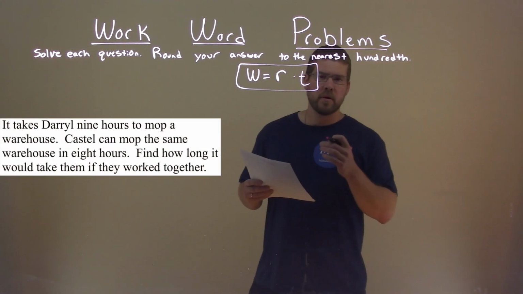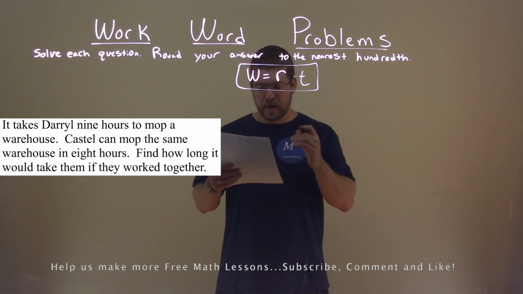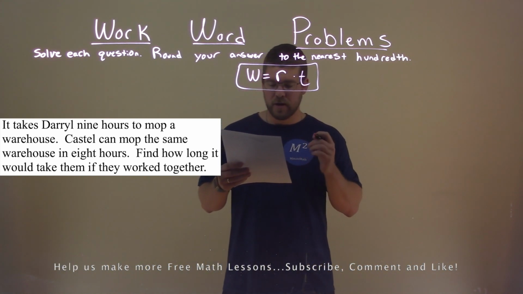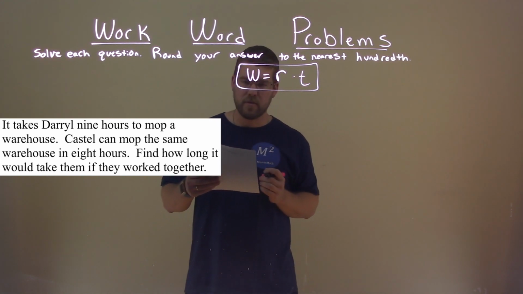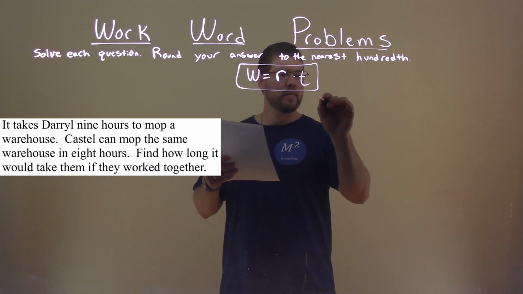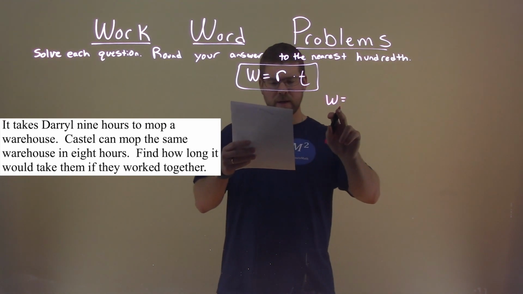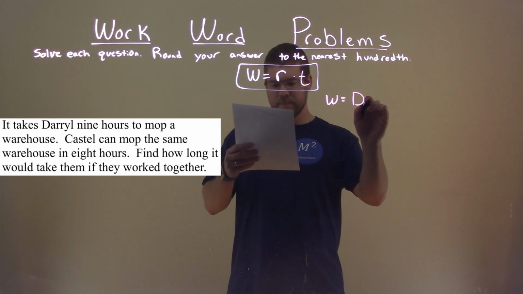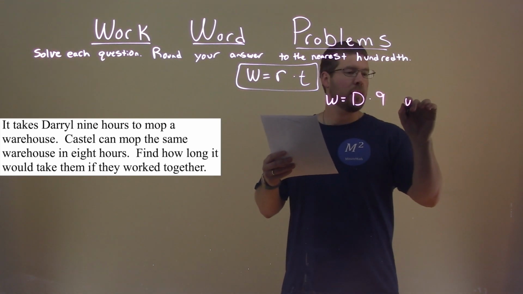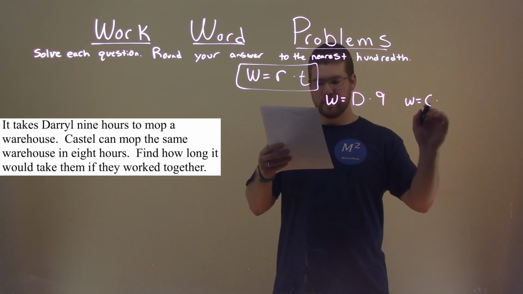We're given this problem right here. It takes Daryl 9 hours to mop a warehouse. Castle can mop the same warehouse in 8 hours. Find how long it would take them if they worked together. So let's write down what we know. Daryl, for mopping the warehouse, that work takes Daryl, well, his rate, D, times 9 hours. Castle can mop that same warehouse, same work being done, is equal to Castle's rate times Castle's time, which is 8 hours.